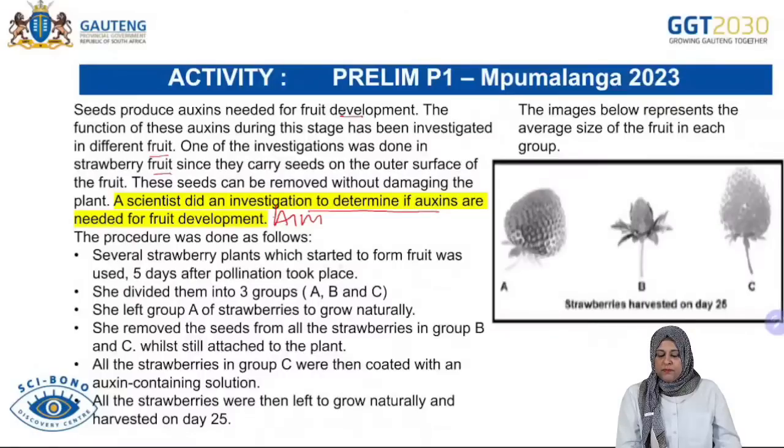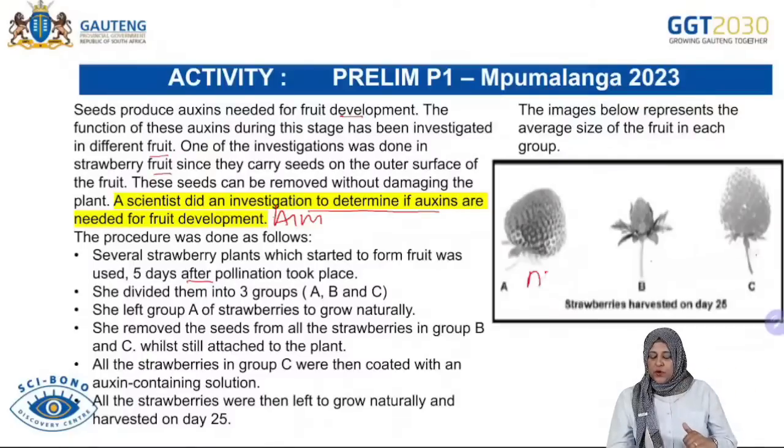So several strawberry plants started to form fruit, which was used 5 days after pollination took place. The scientist divided them into groups A, B, and C, as you can see here. Group A grew naturally. Group B was where she removed the seeds, and group C was still attached to the plant, but an auxin containing solution was applied to this plant here. All the strawberries were left to grow naturally and harvested on day 25.